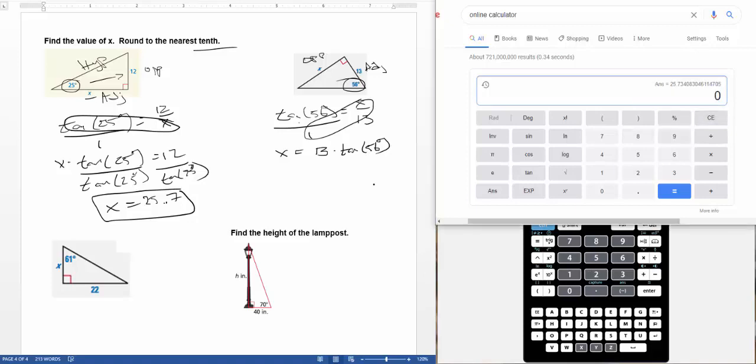Now on my calculator here, I can do 13 times the tangent of 56 degrees. I'm still in degree mode, which is good, and enter. So x, to the nearest tenth, is 19.3.